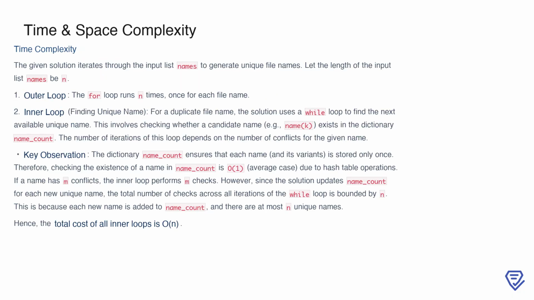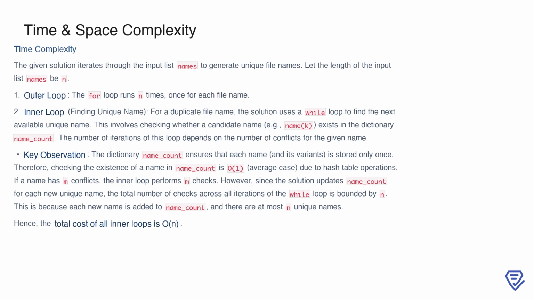The time complexity of this solution is determined by analyzing the loops and operations involved. First, we have the outer loop, which iterates over the input list names. If there are n file names in the list, this loop runs exactly n times, once for each name. Inside this outer loop, there is a while loop that handles the process of finding a unique name for duplicates. This inner loop checks if a candidate name, such as name(k), exists in the dictionary name_count. Thanks to the hash table implementation of dictionaries, these lookups happen in constant time, or O(1), on average.